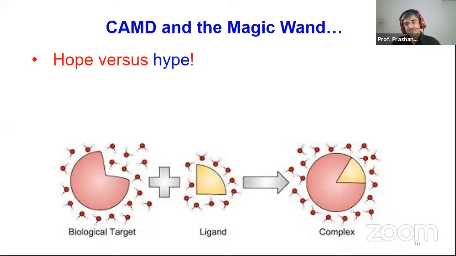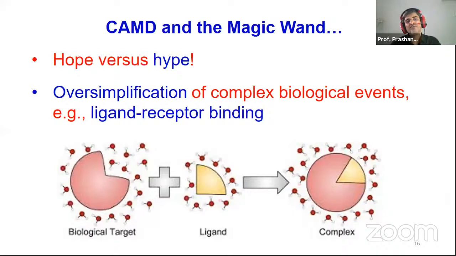And one of those issues was oversimplification of complex biological events on a computer screen, right? An example is ligand receptor binding. So you see in this particular diagram, a biological target, when it is inside a cell or on the cell surface, is always surrounded by water, because everything is immersed in water, right? When a ligand approaches a biological target, the ligand is also in a dissolved state, so it is always surrounded by water molecules.